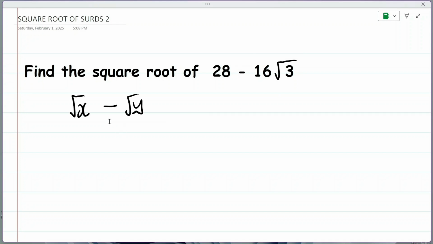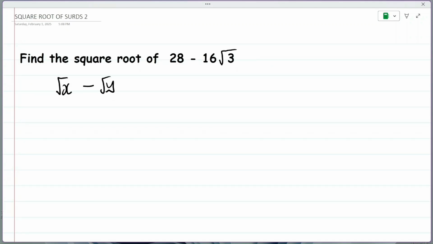Now, it's different from the first one. You have a negative here, so the assumed square root would have to have a negative since this is negative, not positive. Unlike the first one that had a positive here and therefore had a positive in our assumed square root. We're assuming the square root of 28 minus 16 root 3 is root x minus root y. That's the first step. We now have to equate them.